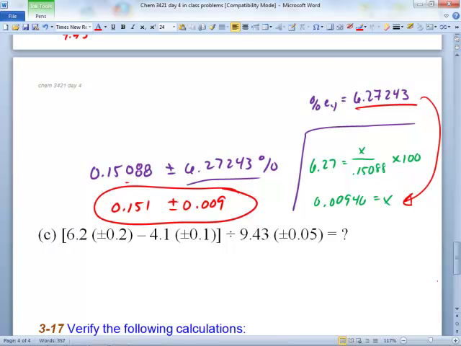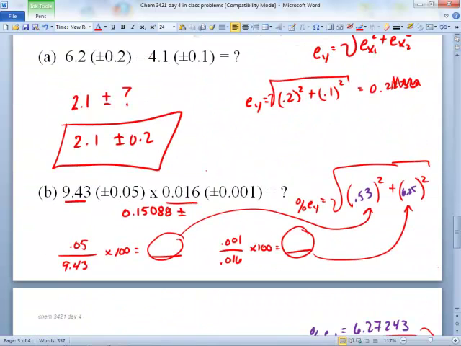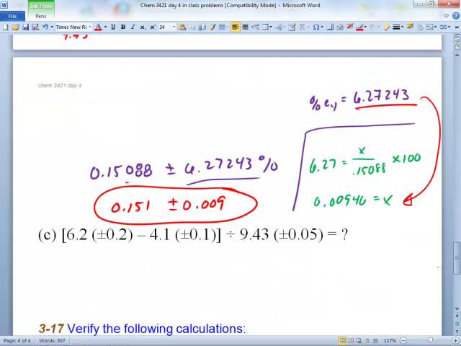Now this looks to me like it's going to be a multiple step problem, right? Do what's in brackets first. Oh, we already did that? So nice. Okay, so this is 2.1 plus or minus, what did we say? 0.2. Okay. So now you just have to divide it by this guy. Well, that's not so bad, right? One-step problem.